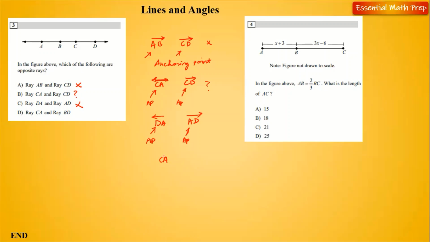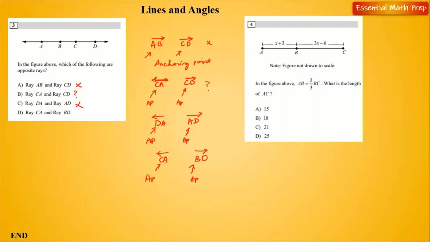We have segment CA. CA means we are heading in this direction, right? So C is the anchoring point and it contains point B. We have BD, where B is the anchoring point. Clearly it has failed on the anchoring point, because C is the anchoring point in one and B is the anchoring point in the other. That cannot be a ray pair because they should have the same anchoring point, or at least in this case, it's failing. BD means it contains C as well, right?